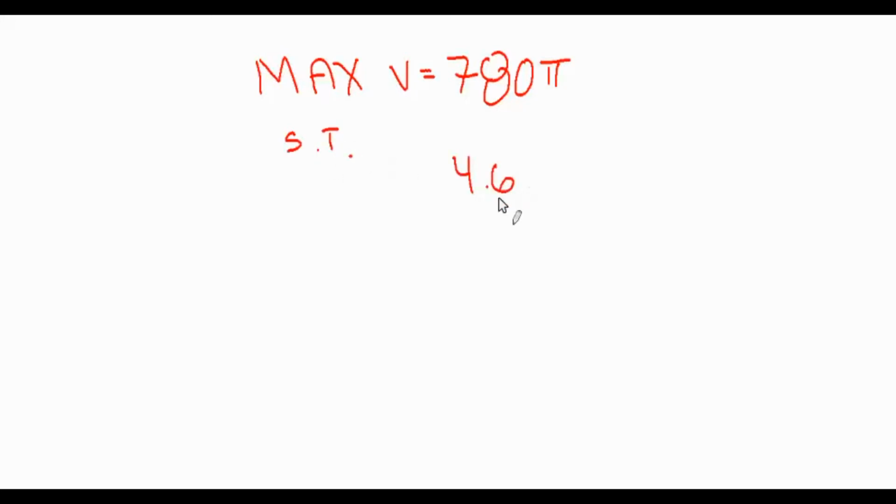Now we can write down the final answer for part G. We have a maximization problem of v is equal to 780 times pi, such that 4.6 pi is less than or equal to 1. 3.4 pi is less than or equal to 1. 7.5 pi is less than or equal to 1. And pi is unrestricted.